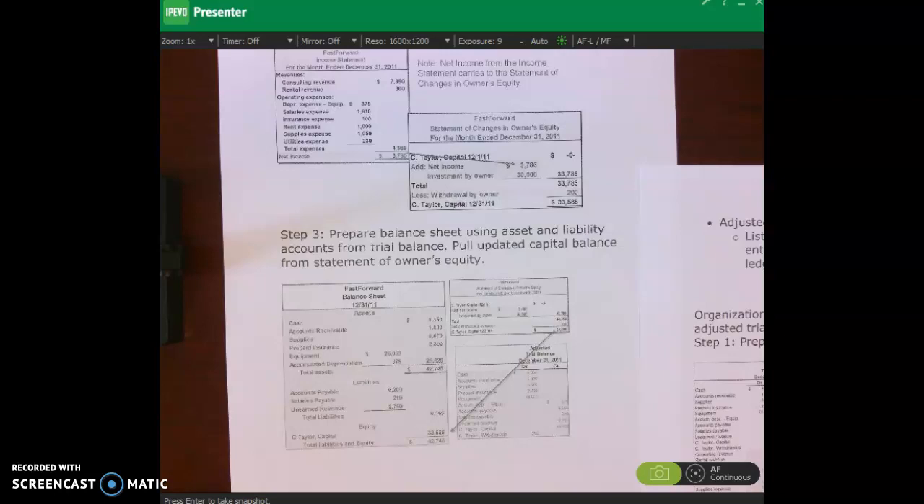There is the statement of cash flows, which is another financial statement, but we will talk about the statement of cash flows in Accounting 102. Okay? So that ends Chapter 3 lecture notes.